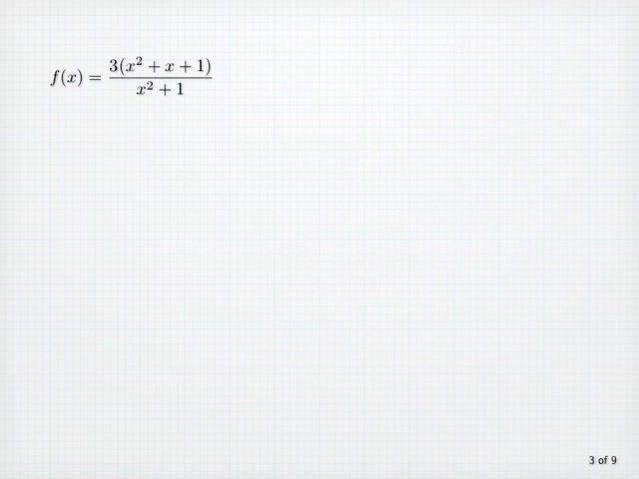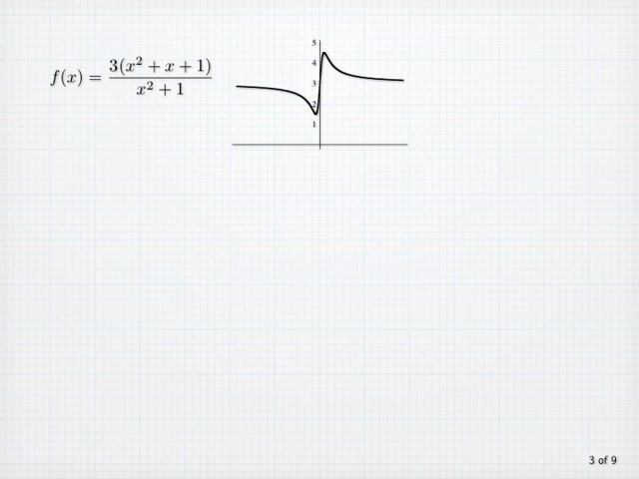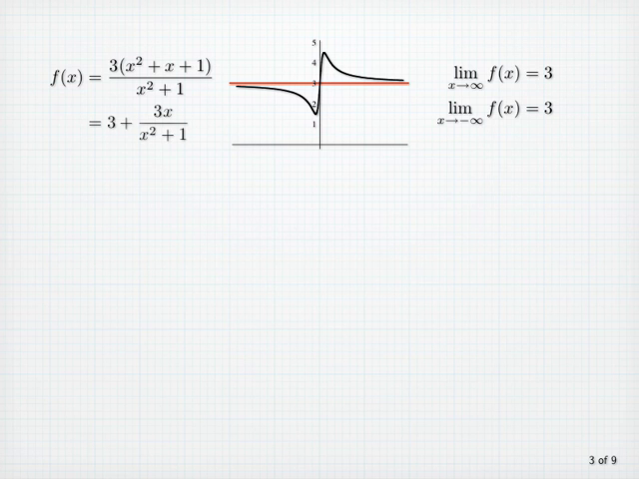Here's another example involving a rational function. Here's the graph of the function. The line y equals 3 is both a rightward and a leftward horizontal asymptote. So the limit as x goes to infinity of f of x equals 3, and the limit as x goes to minus infinity of f of x is also 3. And notice that the function can be rewritten as 3 plus the proper fraction 3x over x squared plus 1.